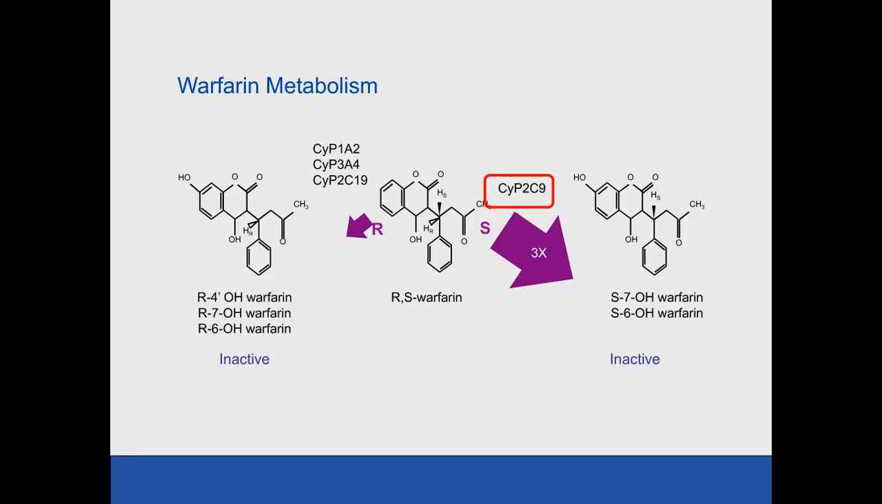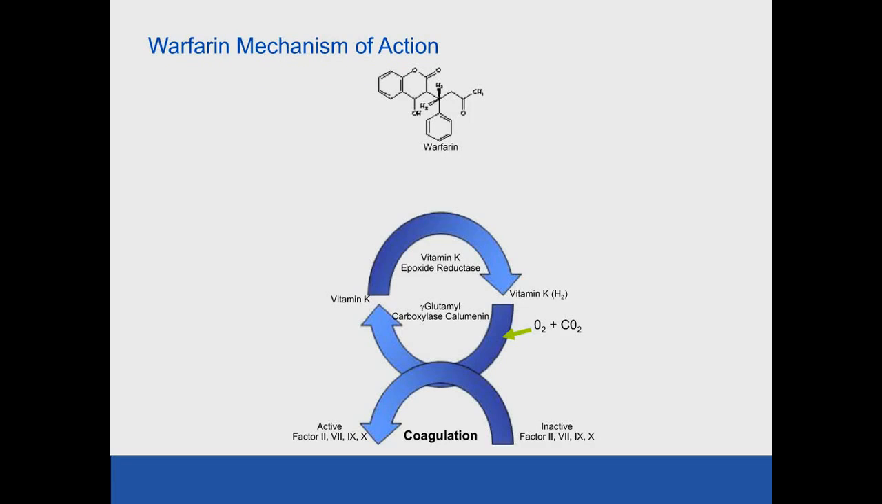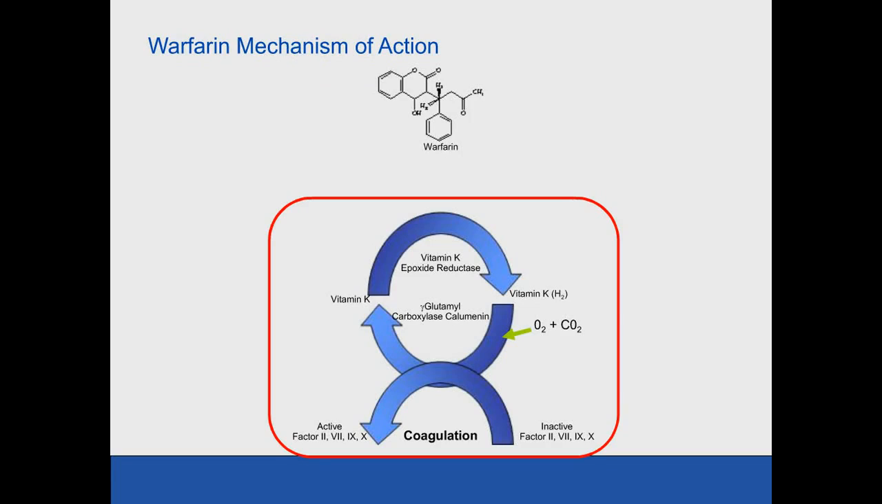We're going to focus on cytochrome P450 2C9 as the major enzyme associated with significant warfarin metabolism through the remainder of this talk. If we consider the mechanism of action of warfarin, we really want to focus on the coagulation cascade. If you take your eye down to the low part of the image, what we're interested in is the activation of factors 2, 7, 9, and 10 through the coagulation cascade.